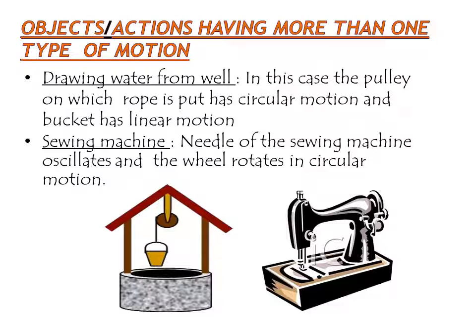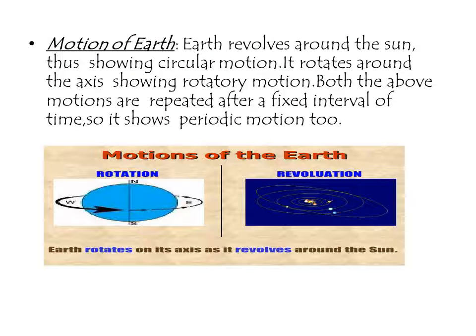A sewing machine. The needle of the sewing machine oscillates and the wheel rotates in circular motion. Okay, the wheel on the right hand side rotates in circular motion, but the needle moves up and down. Okay, so it is a type of linear motion.